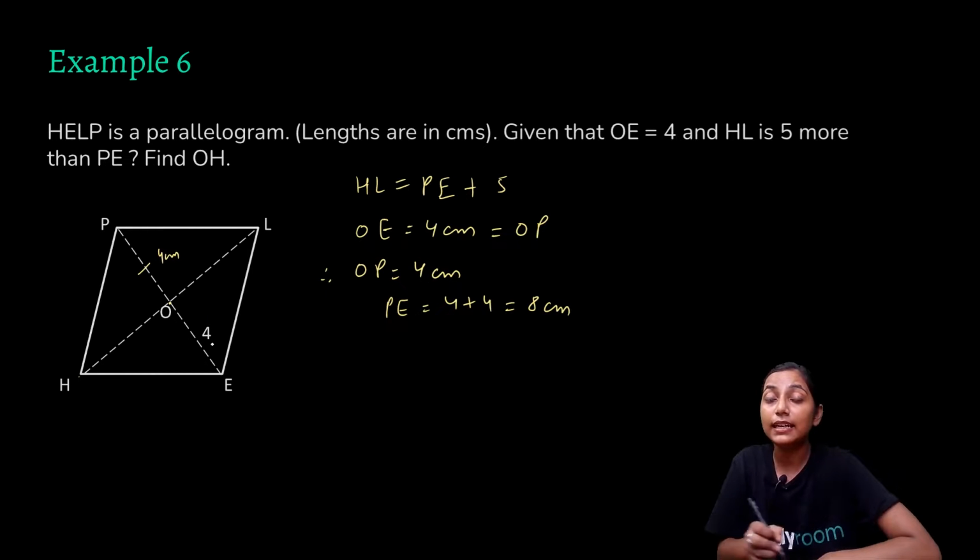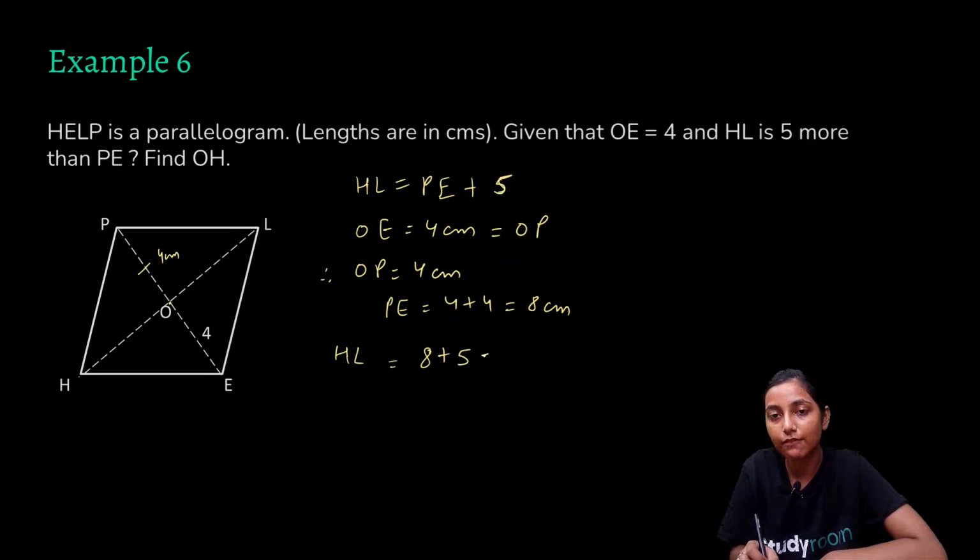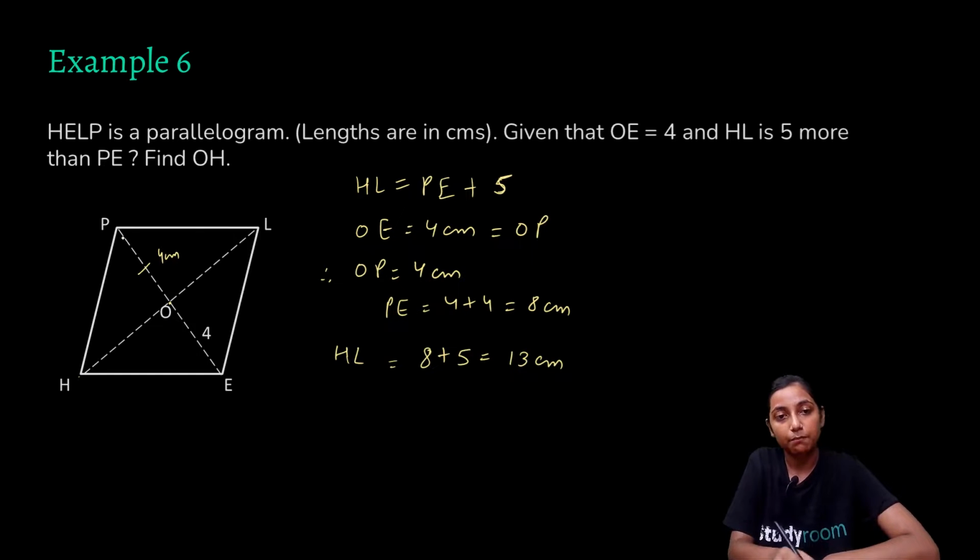Now, since PE is 8 centimeters, and we are given that HL is 5 more, HL is nothing but PE plus 5, that is 8 plus 5, and that is 13 centimeters, right? So PE is 8, and HL we have got to be 13 centimeters. We finally need to find OH. In our example, we need to find OH.